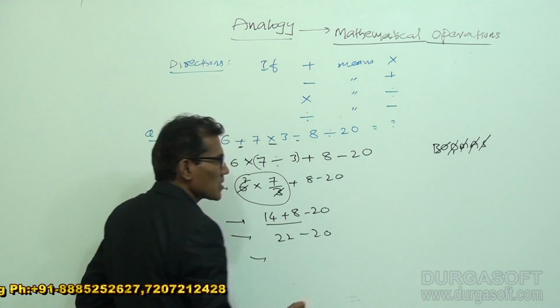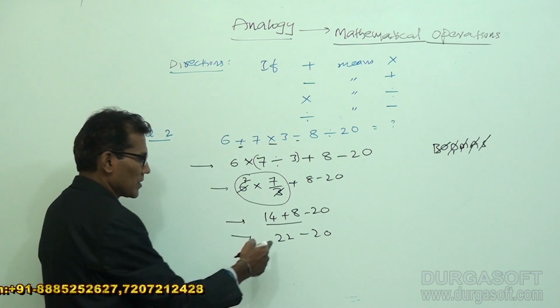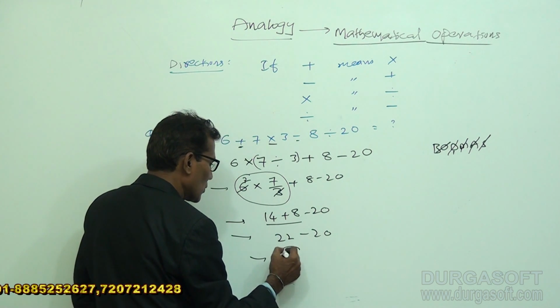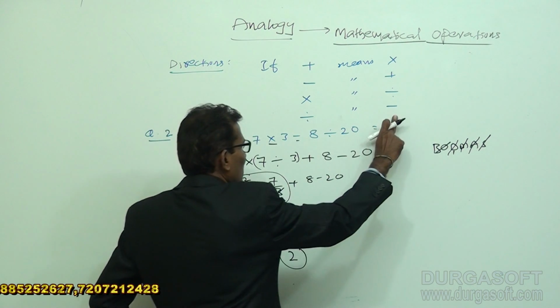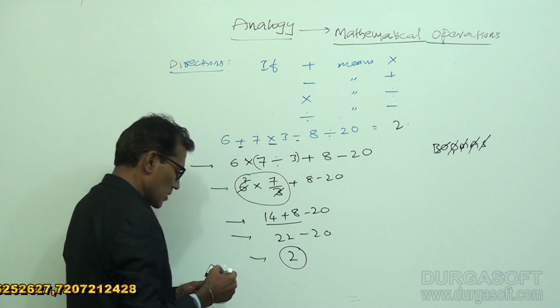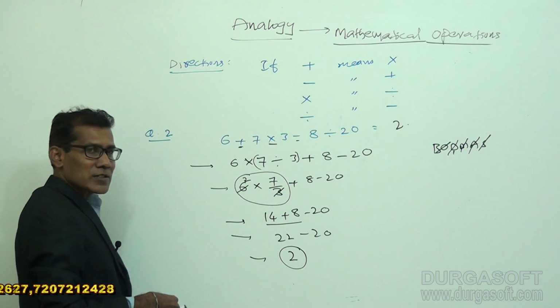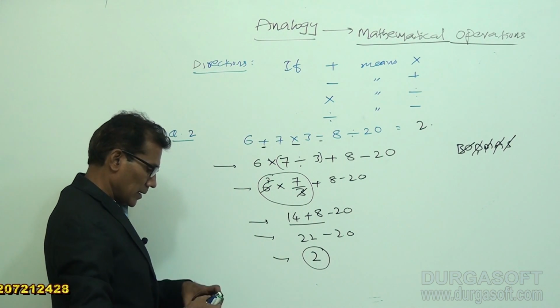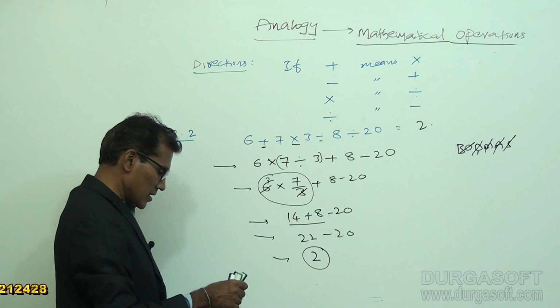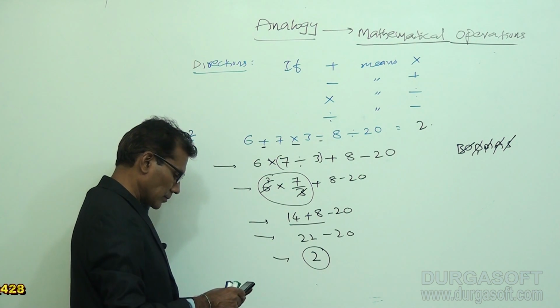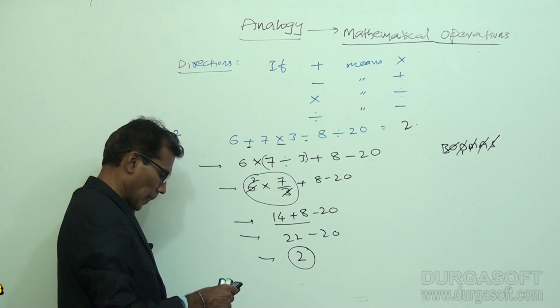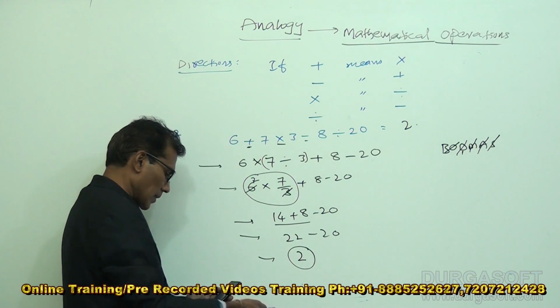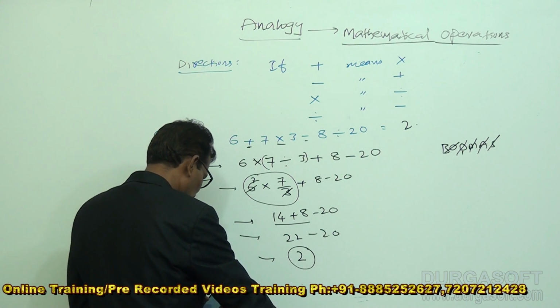See, this question is following exactly the sequence. 22 minus 20 is 2. So 2 is going to be your solution for this question. So this is how the directions will work on the real-time questions. Let us take another question based on this. I am taking another question in this.